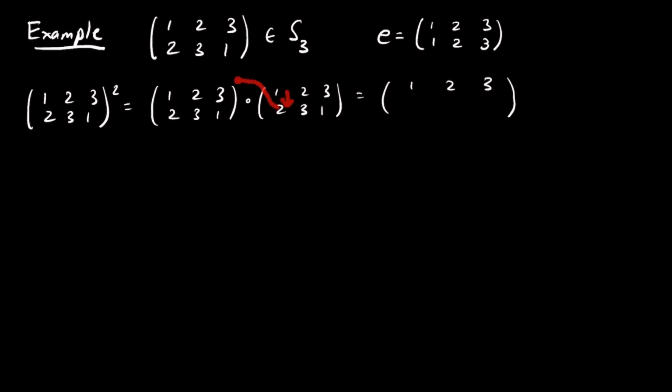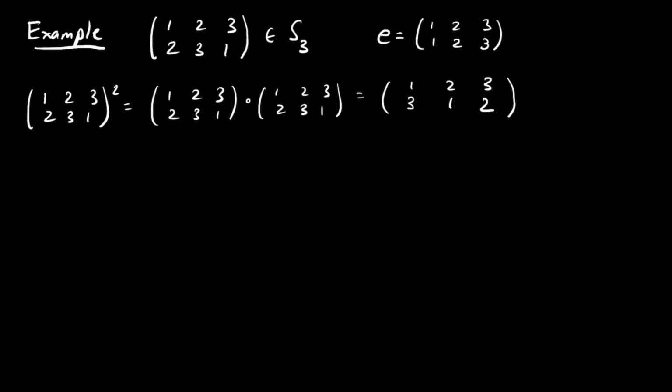1 goes to 2, and then 2 gets mapped down to 3. So in the end, I see that 1 goes to 3. Where does 2 go? 2 goes down to 3, and then I see 3 goes down to 1. So in the end, 2 goes to 1. And then finally, where does 3 go? 3 goes to 1, and then 1 goes down to 2. So I've ended up at 2, so 3 gets mapped to 2.